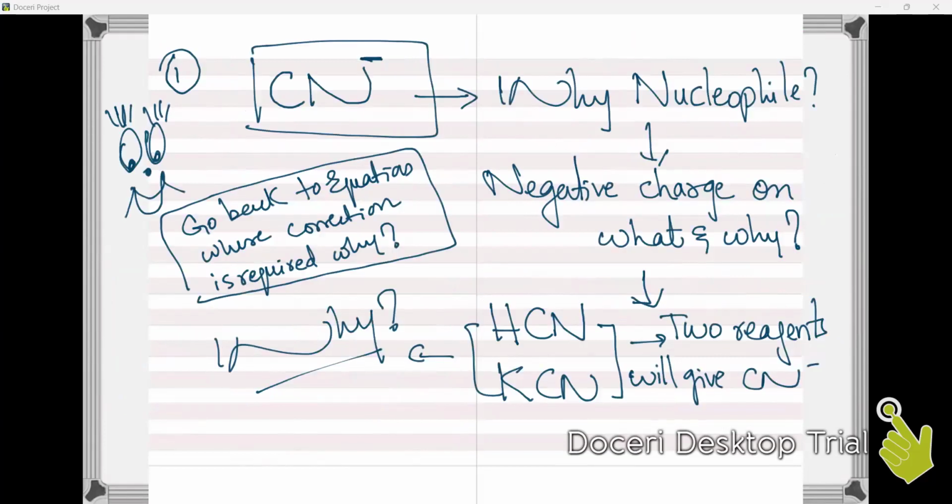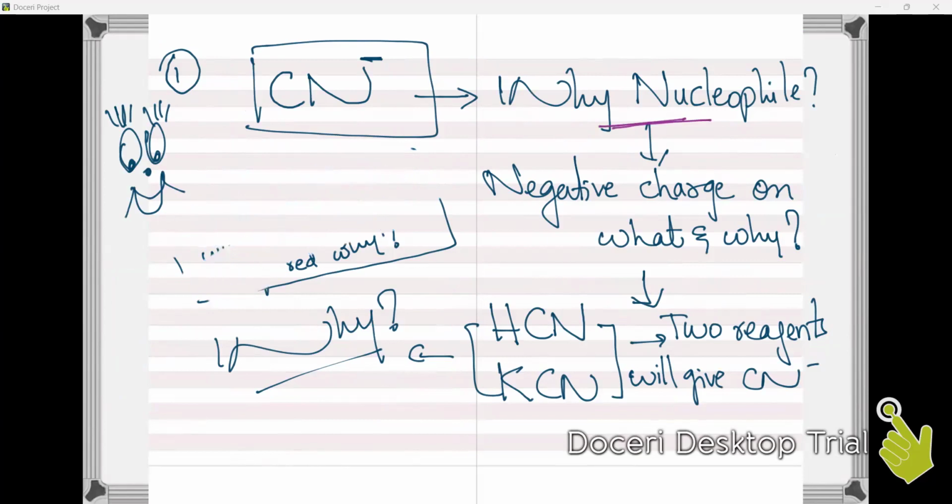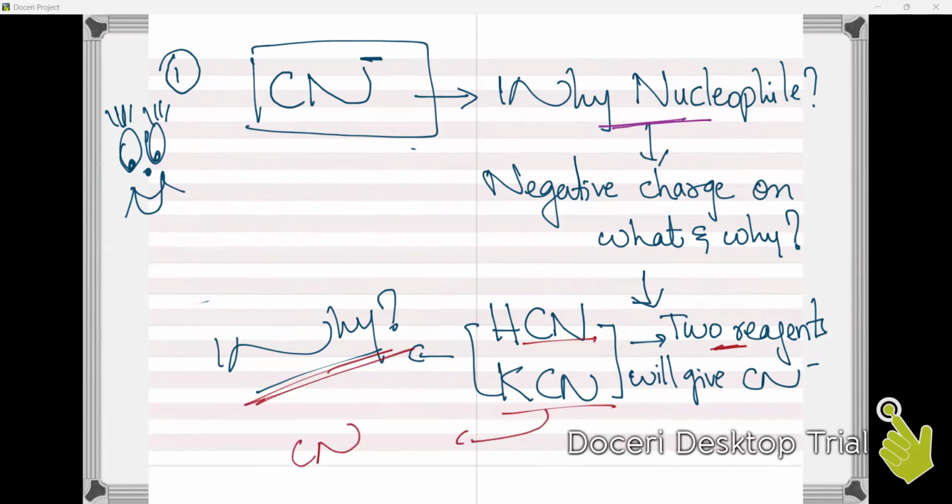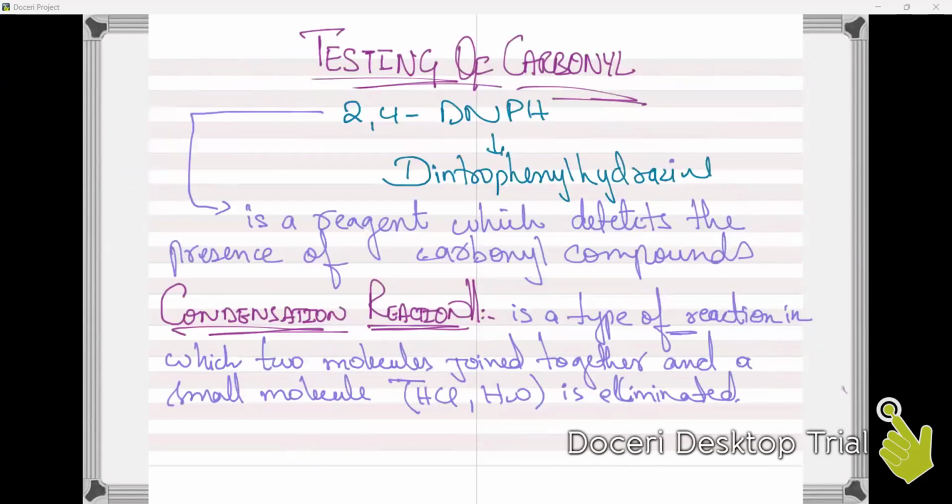So cyanide is a nucleophile, and it has a negative charge. Why does it have a negative charge? We got two reagents: one was hydrogen cyanide and the other potassium cyanide. Why? Because this one is acting as a catalyst. It will first give cyanide ion, and then this one gives the hydrogen ion, and the cyanide left behind reacts again with potassium, and the catalyst is resumed unchanged. This is what we call a catalyst. They are resumed unchanged.